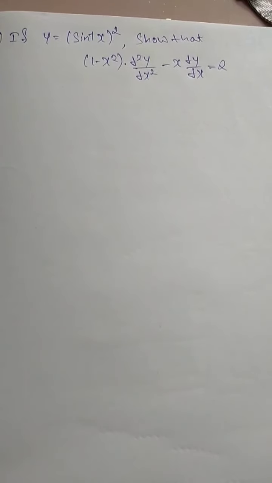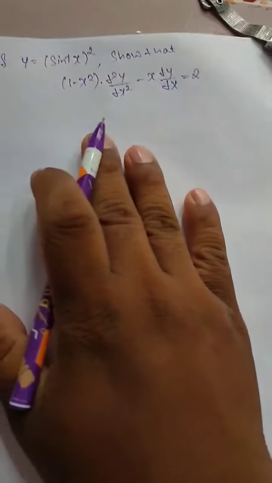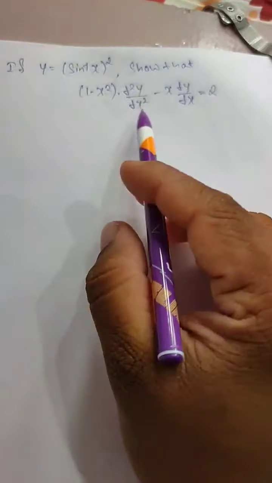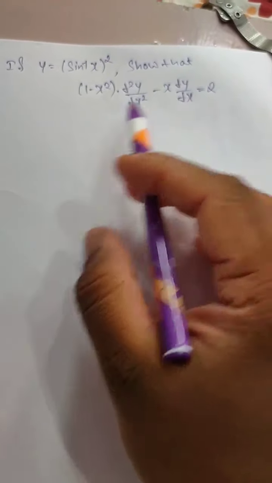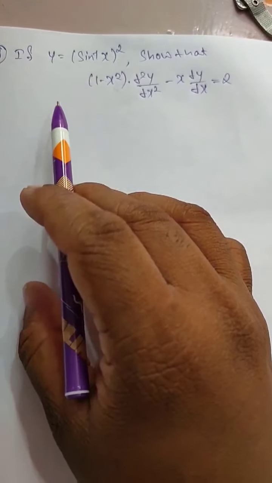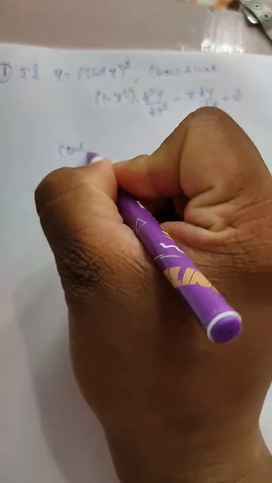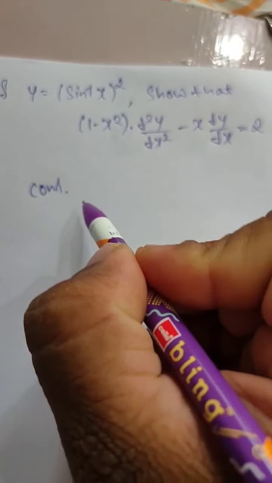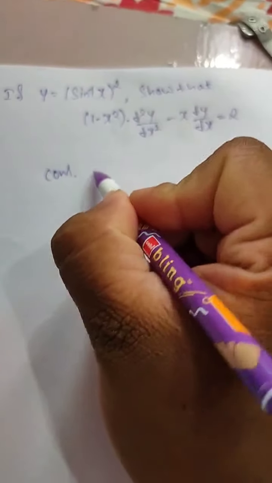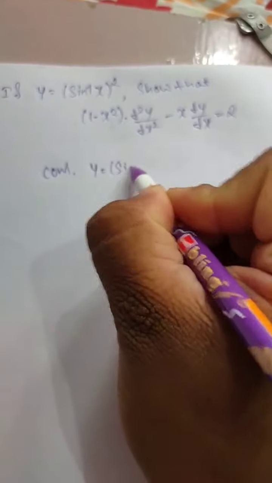Let me prove this problem. If y is equal to (sin inverse x) whole square, then show that (1 minus x square) d square y by dx square minus x dy by dx is equal to 2. They will ask the question like this only. So let me consider y is equal to (sin inverse x) whole square.